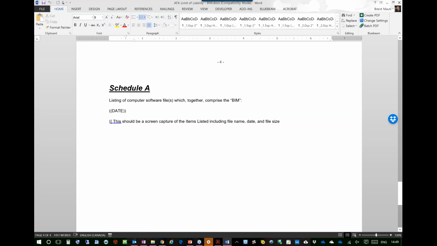And then usually what we do is we include a schedule of what is included. So what is this instance of the limit of liability attached to? So Revit model A, B, C, Civil 3D model D, E, F, etc. This is it, packaged, delivered through whatever collaborative means that are there. Usually we track the submission and everything is good.